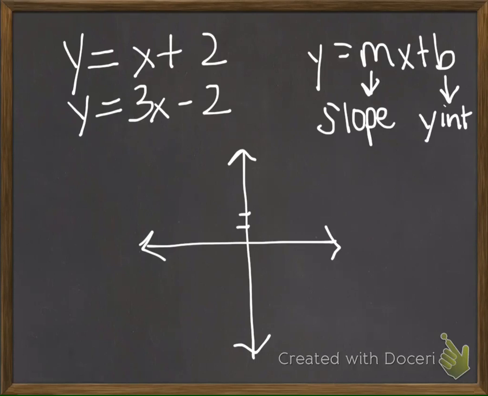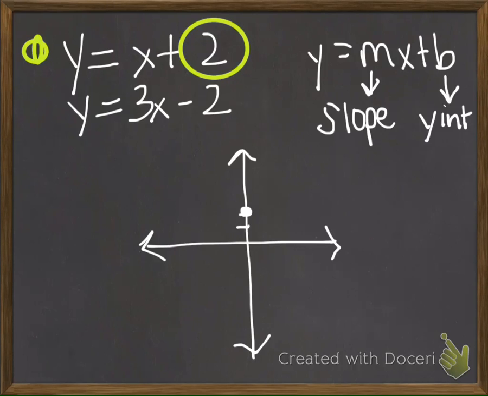So in this circumstance, when we're looking at our first equation, which is right here, okay, we're looking at our y-intercept. Our y-intercept is 2. So that means that our line is going to cross the axis at 2. So we put a dot on the 2 on the y-axis, just like we've done up there.